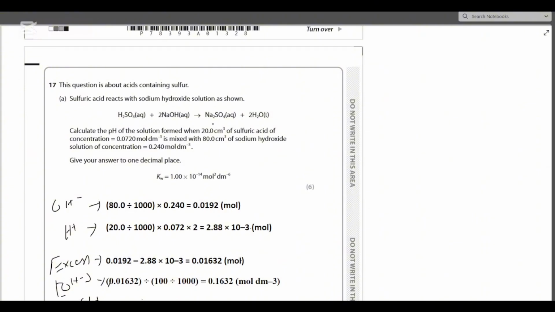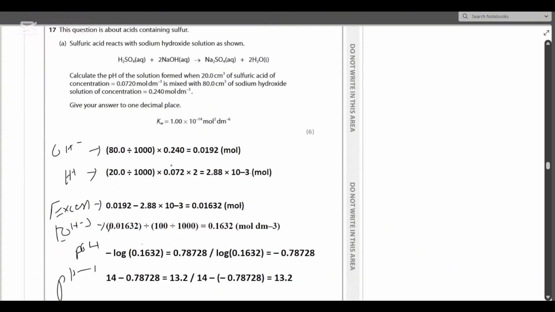They told you to calculate the pH when 20 cm cube of sulfuric acid of concentration this much is mixed with 80 cm cube of sodium hydroxide of this much. Give your answer to 1 decimal place.